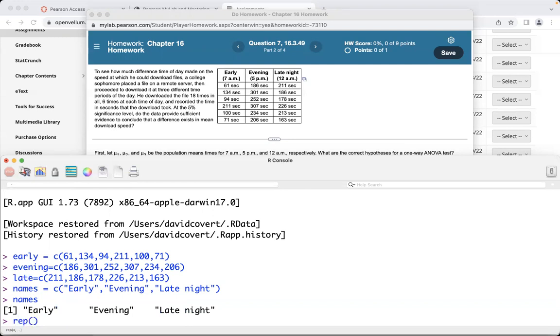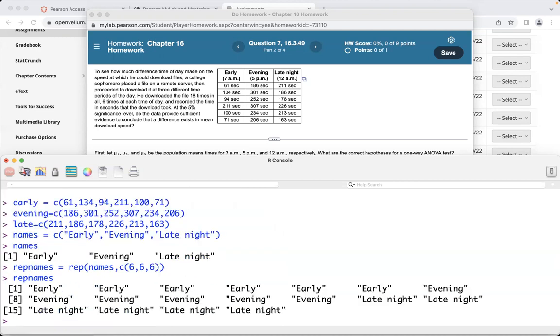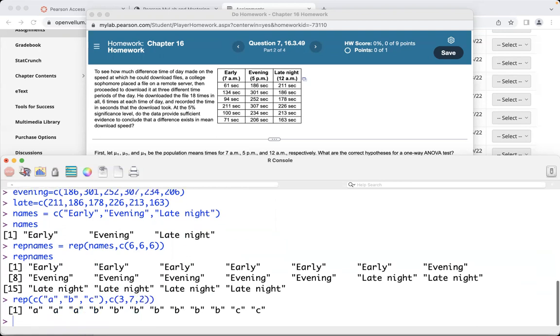Then I want to repeat each of them 6 times. I want to repeat the first one 6 times, the second one 6 times, the third one 6 times, and I'm just going to call that rep names. That's each of those values repeated 6 times. Remember that the repeat function basically says that if I take A, B, C, and I want to repeat the first one 3 times, the second one 7 times, and the third one twice, that would be the code that you would use, because you get 3 A's, 7 B's, and 2 C's.